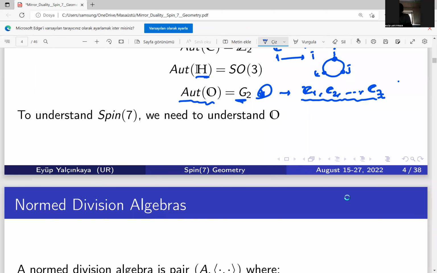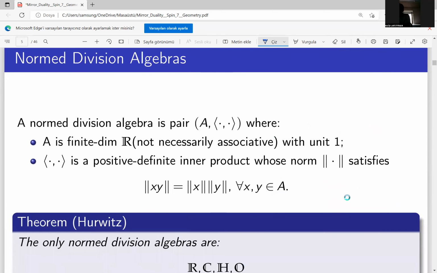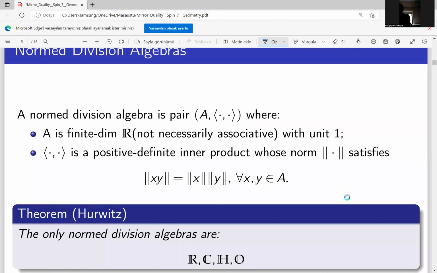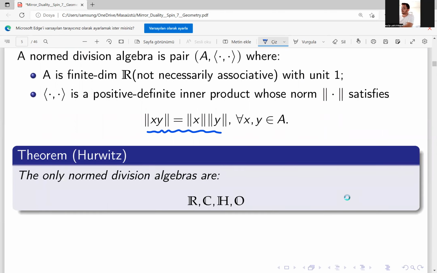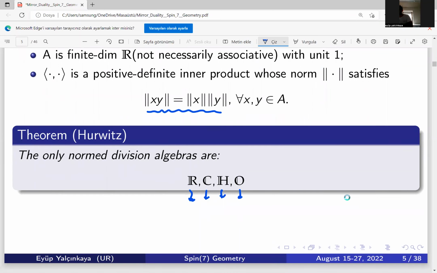So to be able to understand spin 7 geometry, we need to understand the octonions. Here I gave this information yesterday. A normed division algebra has a positive definite metric, and it has to preserve this multiplicative property. And we gave yesterday the theorem that the only normed division algebras are the real numbers, the complex numbers, and also the quaternions and the octonions.